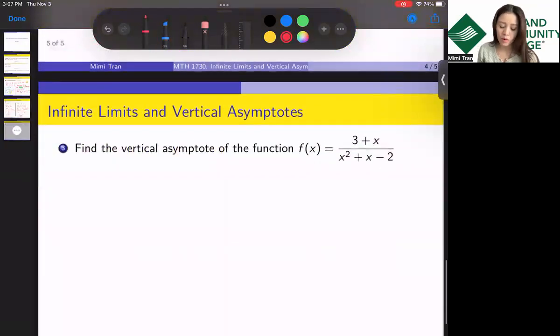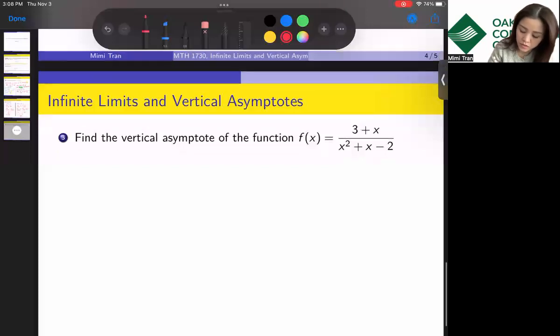Now let's take a look at the problem where we want to find the vertical asymptote of the function, right? A vertical asymptote is where the function is undefined; in calculus, that means the limit does not exist around that point. So it's sufficient to find the points where the function is undefined, which is where the denominator is equal to 0.